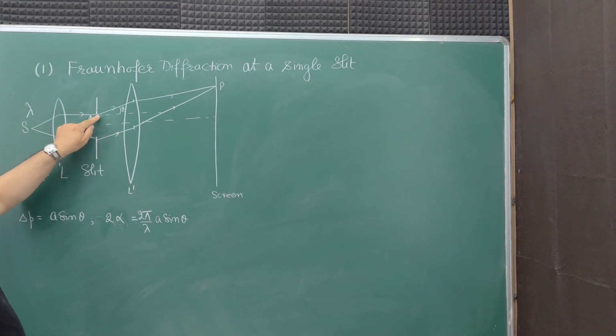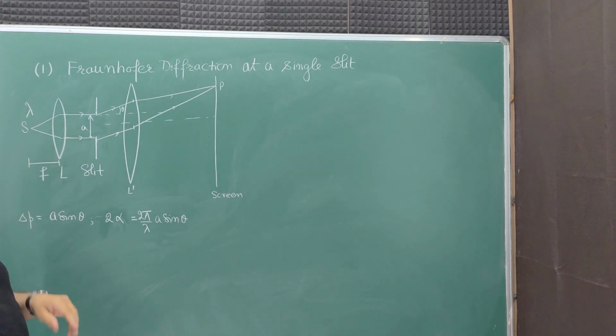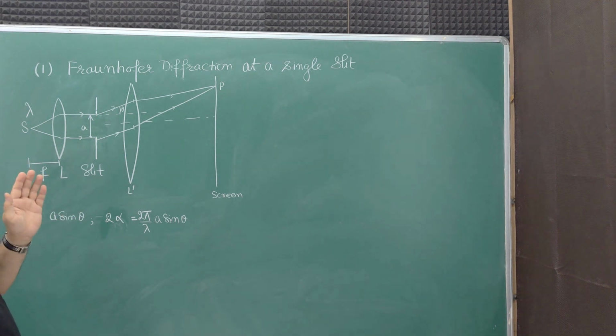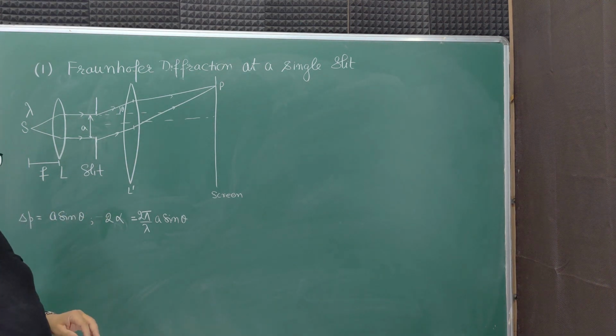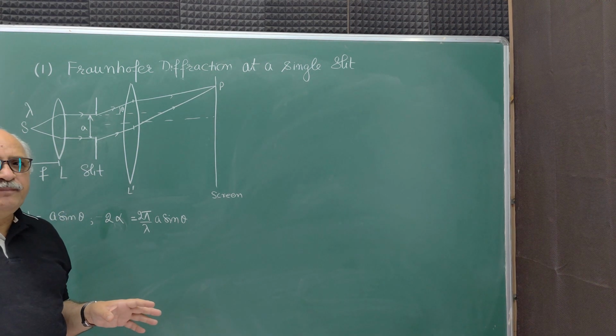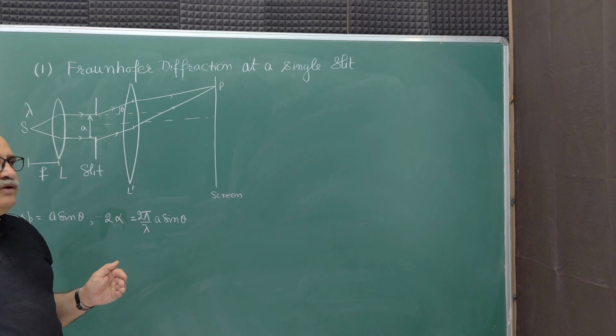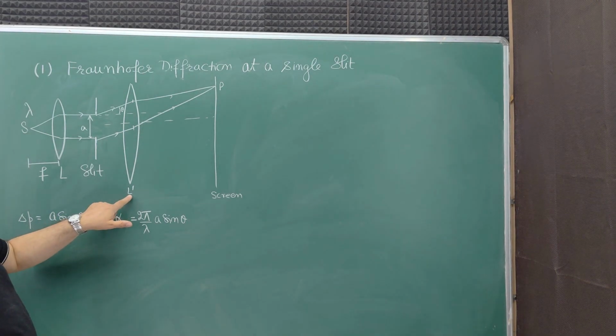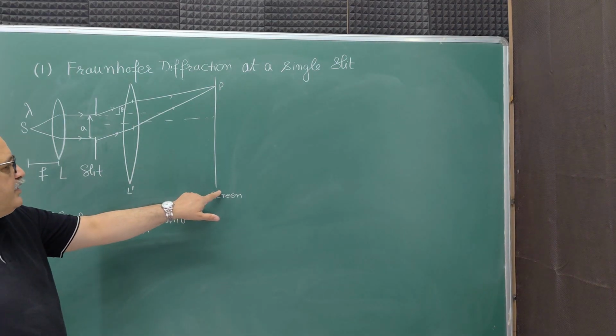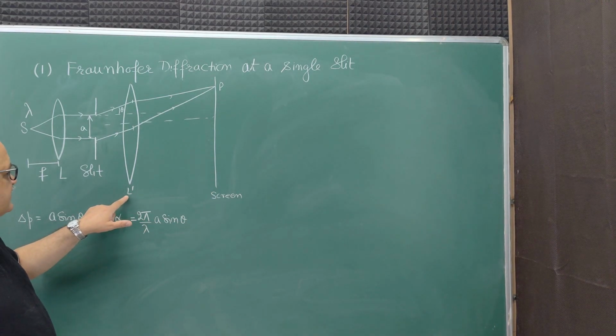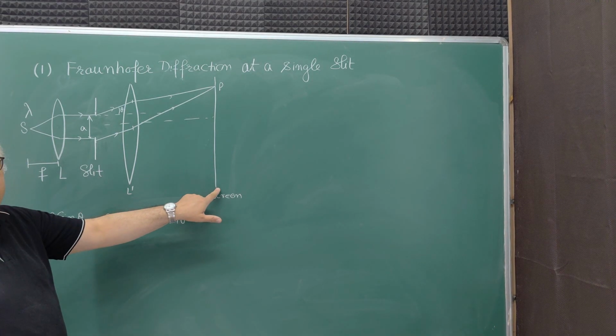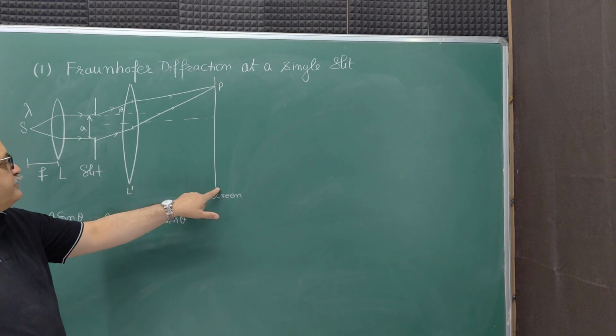Now from here the secondary wavelets go in all directions. Since they are originating from a plane wavefront, in order to converge them to give a pattern, we have to use a lens L dash which is kept at a distance, again the focal length of this lens L dash, a screen which actually records the pattern.